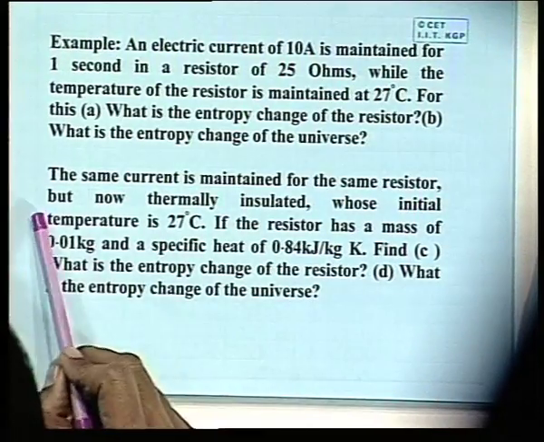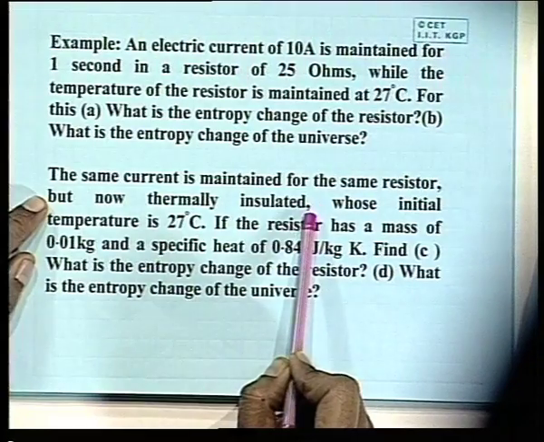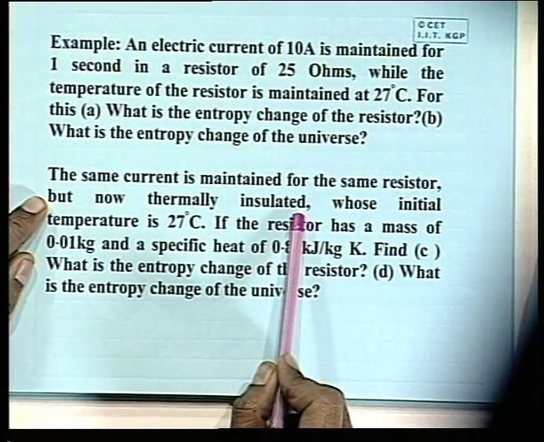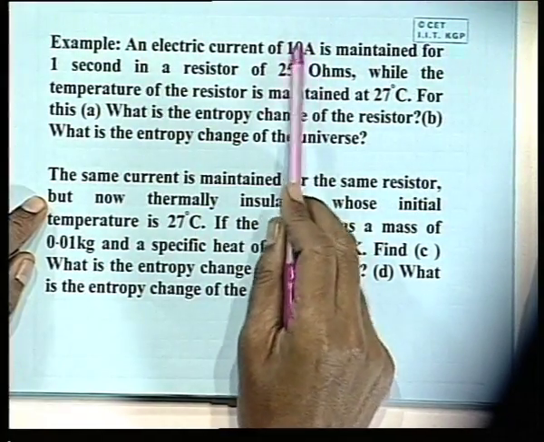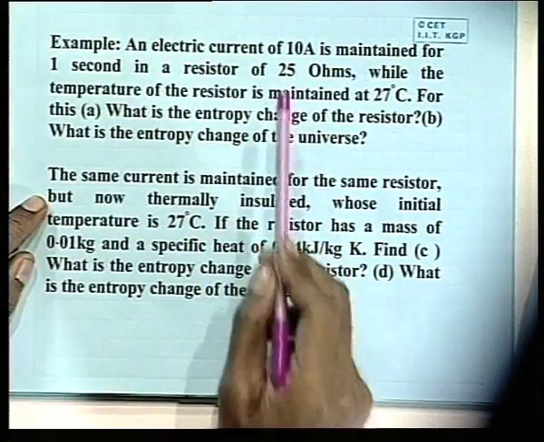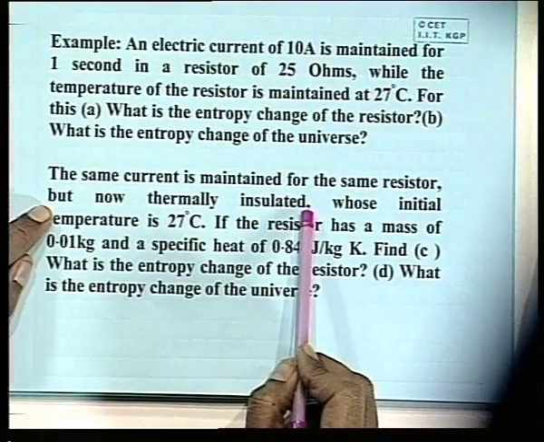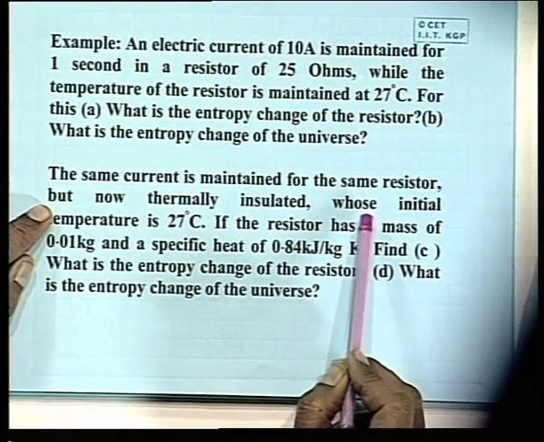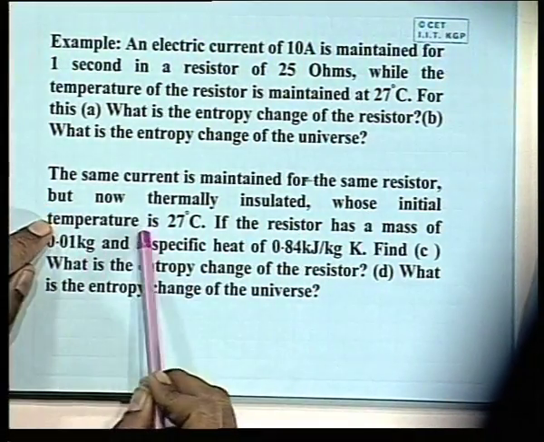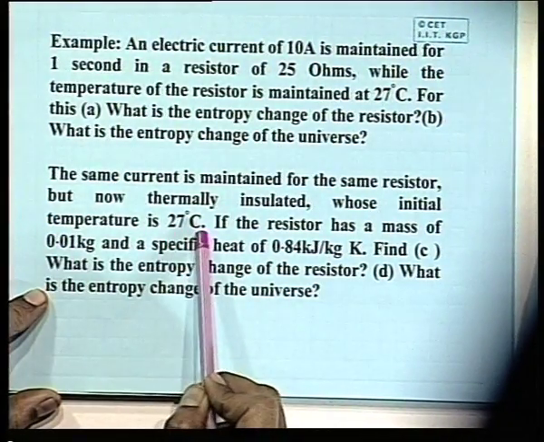Now, you see the same current is maintained for the same resistor, but now thermally insulated. Now the resistor is thermally insulated. That means no heat is allowed to flow from the resistor, while allowing a current to flow for some time. It has a resistance and may increase its temperature, but heat is not being allowed to flow out of the resistor. Now, the resistor's initial temperature is 27 degrees Celsius.